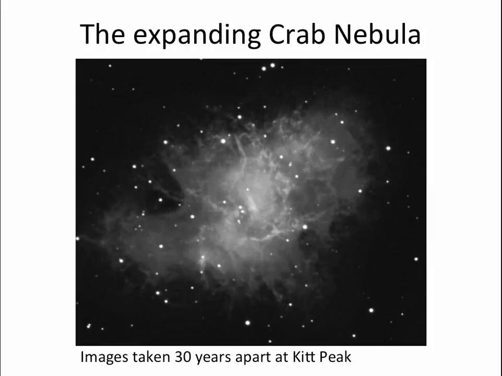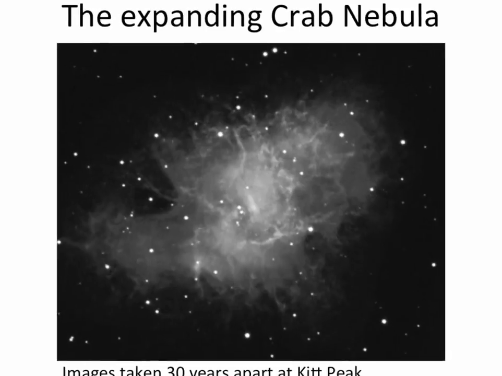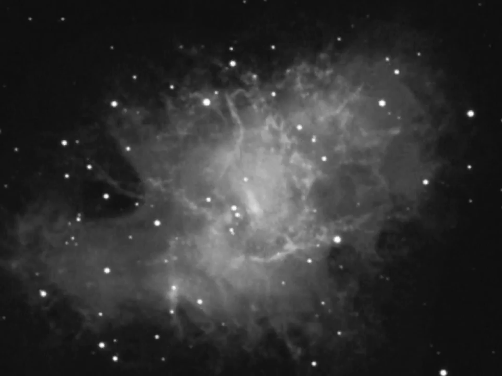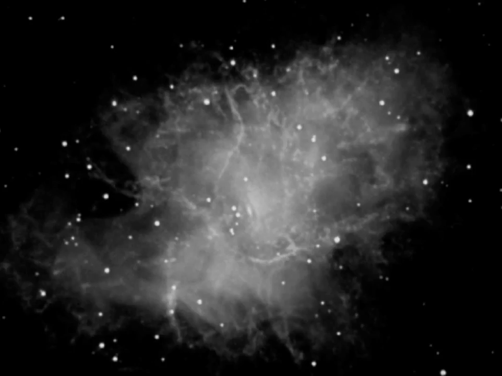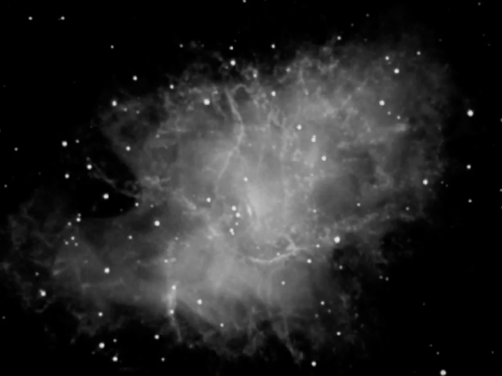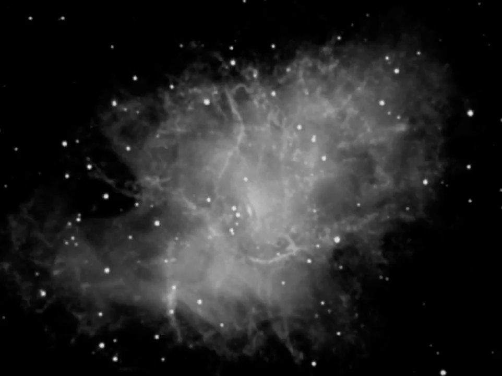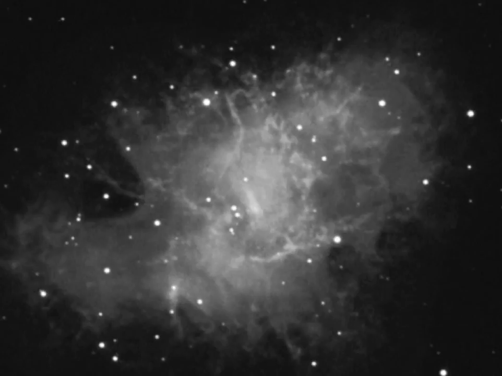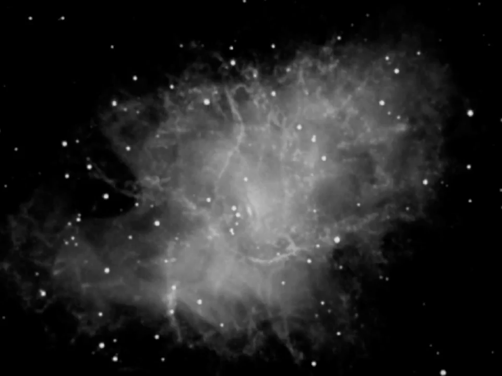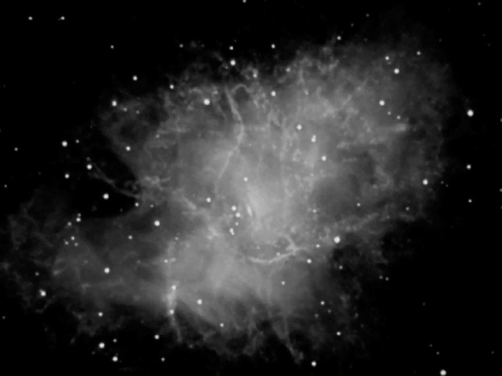For the Crab Nebula, we can actually see it expanding. Here are two images taken 30 years apart. There's the first one and the second. And you notice that a lot of the tenuous material expands between the two. Some of the fainter regions we don't see just because of a difference in exposure. But you can actually see this getting larger.